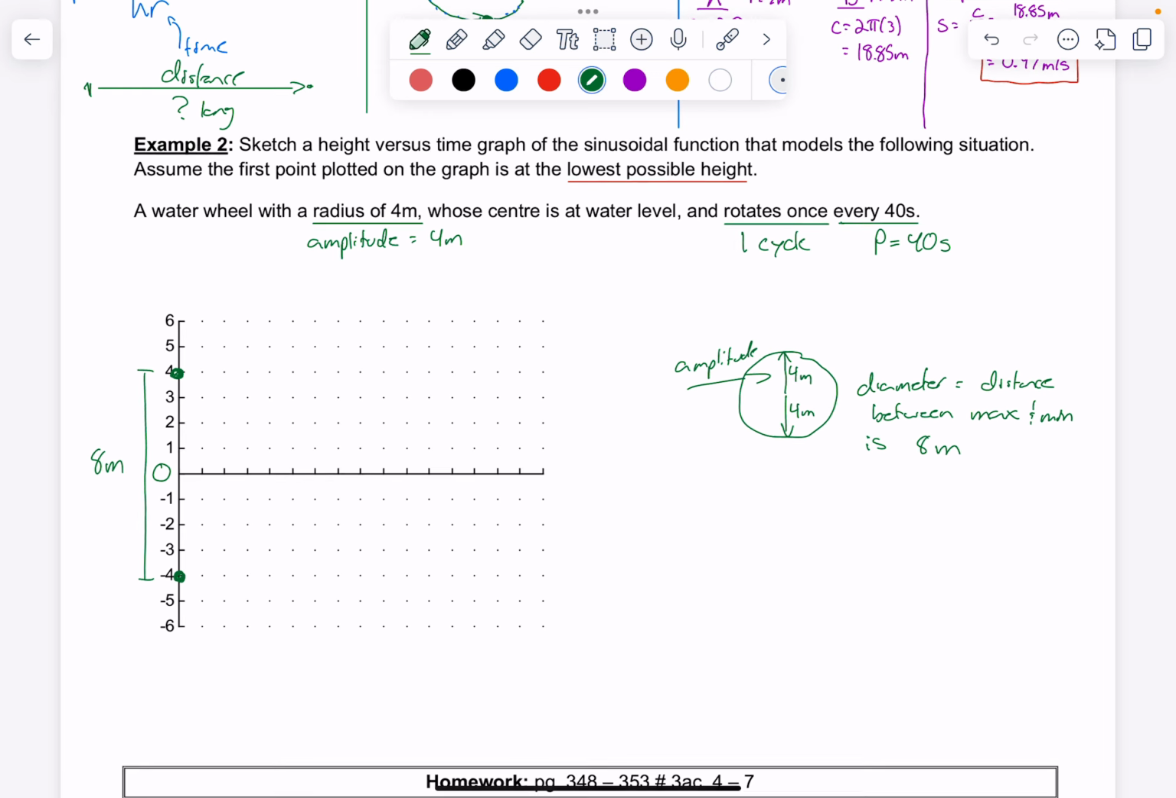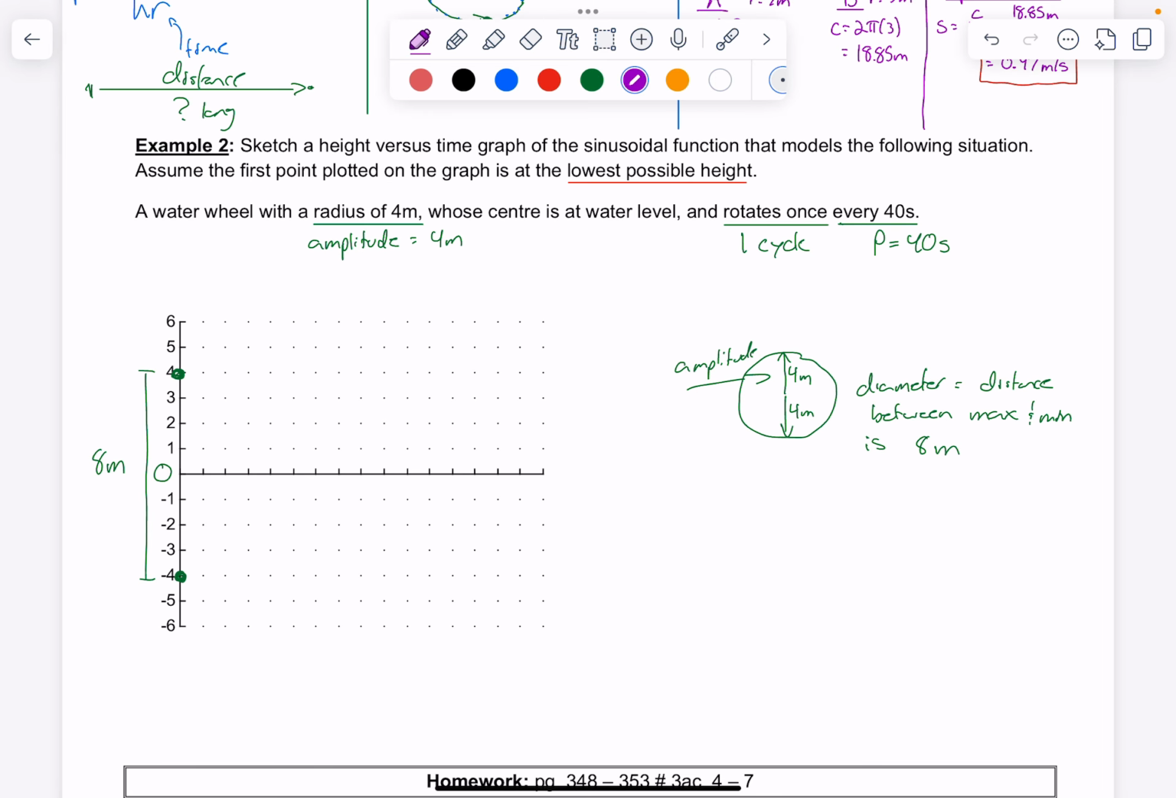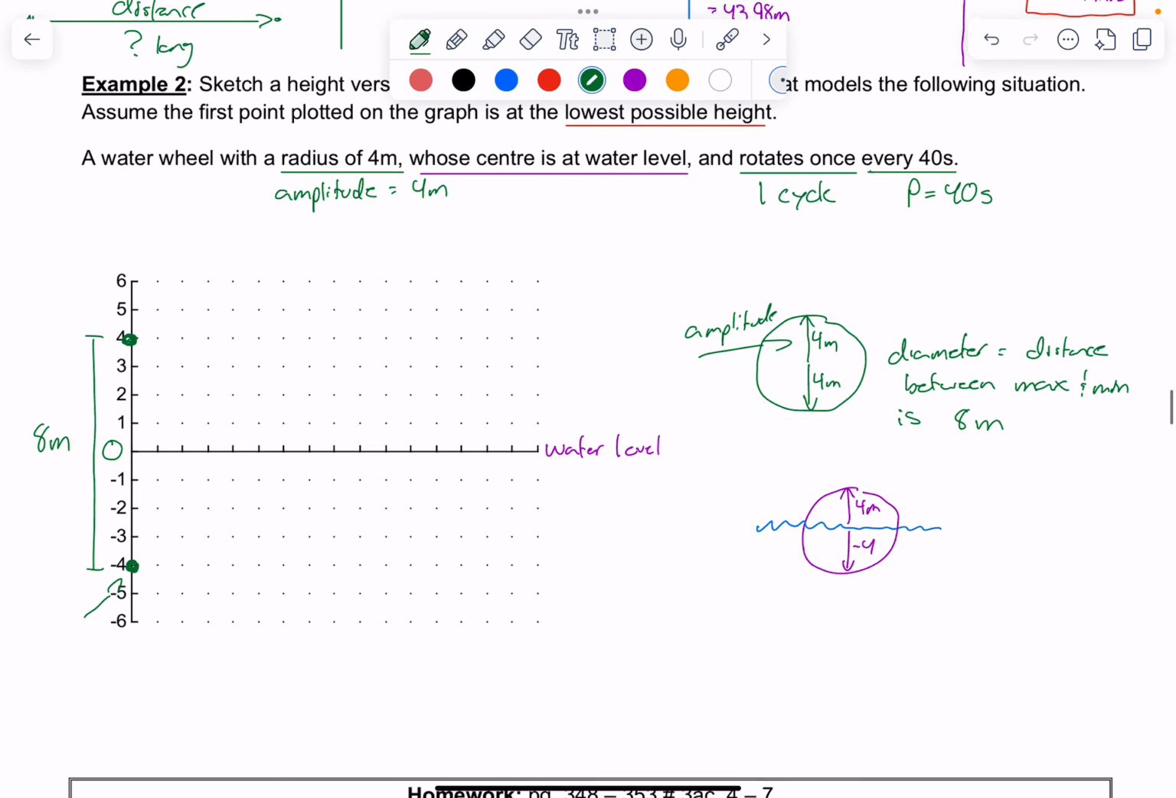Okay, so we also need to graph our period. Whose center line is at water level, we're assuming this to be water level. Because you're going to have this water wheel that goes 4 meters below water level, and then goes up 4 meters, like those old mills back in the day. And it takes 40 seconds to go from its lowest point right here back to its lowest point. And we need 40 seconds across.